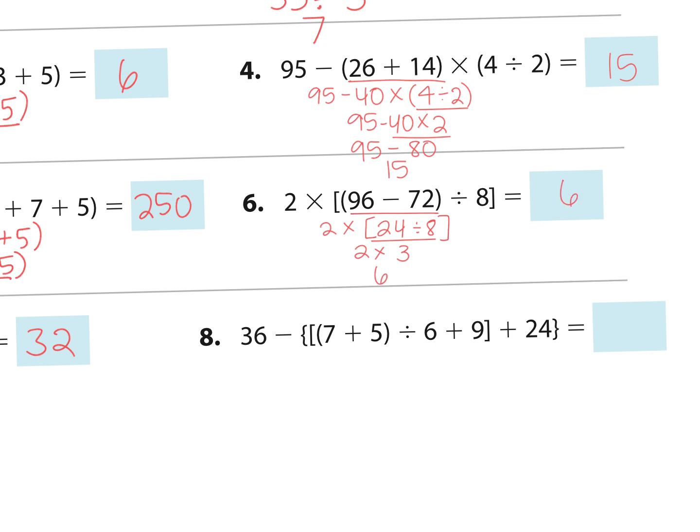Okay, the last one. This is a lot. I've got braces this time. Notice I have a brace here and a brace here. So inside all of the braces, I have brackets. So I want to go even inside of that. What do I do first inside the brackets? Bo. We'll do 7 plus 5.